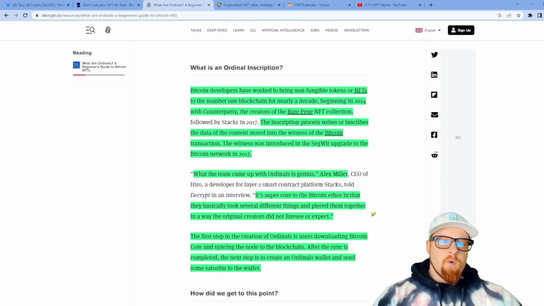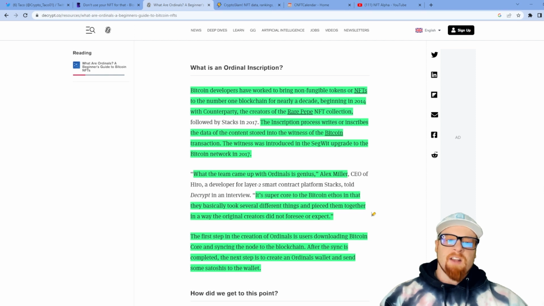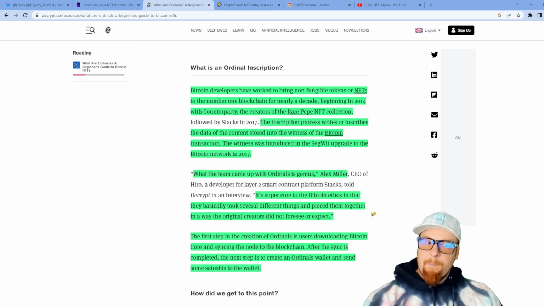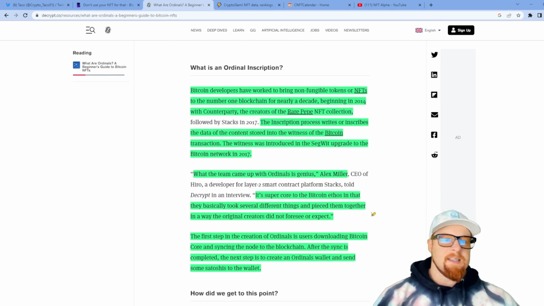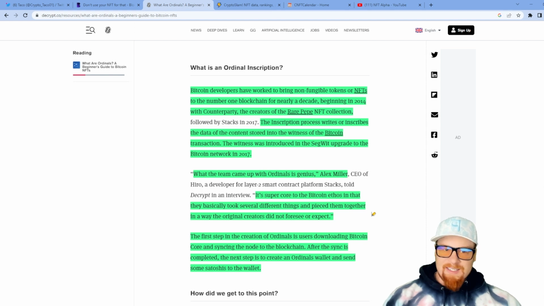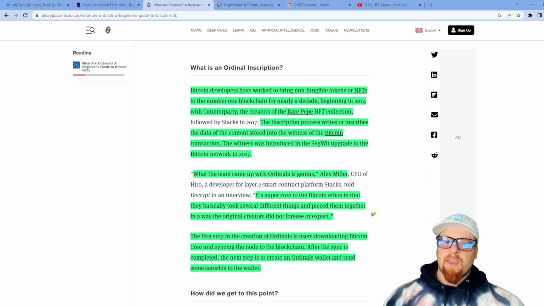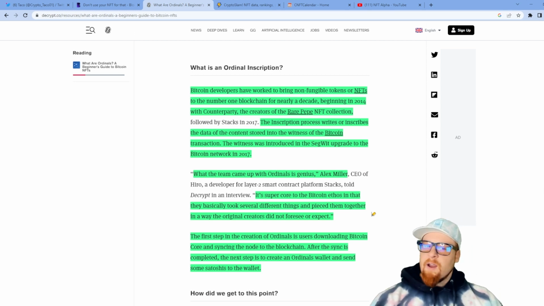Bitcoin developers have worked to bring NFTs to the number one blockchain for nearly a decade. The creators of the Rare Pepe NFT collection, Counterparty, began in 2014, followed by Stacks in 2017. The inscription process writes or inscribes the data of the content stored into the witness of the Bitcoin transaction. The witness was introduced in the SegWit upgrade to the Bitcoin network in 2014.